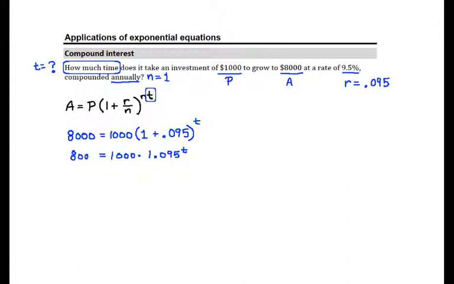Now remember that when we solve an exponential equation, our first step is to isolate the exponential expression. That means I can't have this 1,000 on the same side as my 1.095 to the power t. I have to get it out of there first. The way I get it out of there in this case, since it's multiplied, is by dividing both sides by 1,000.